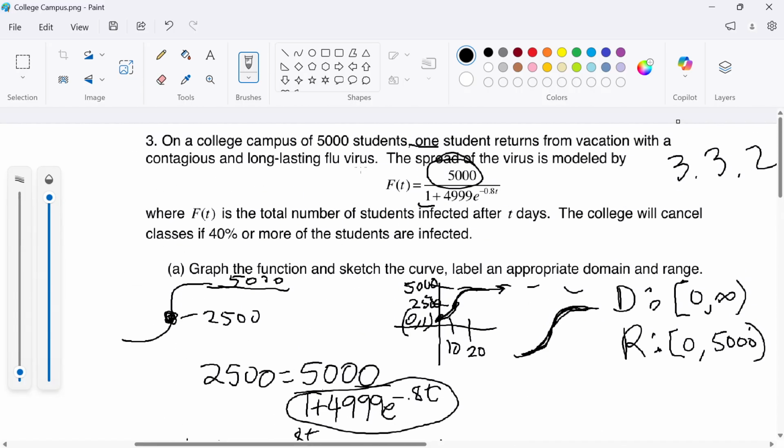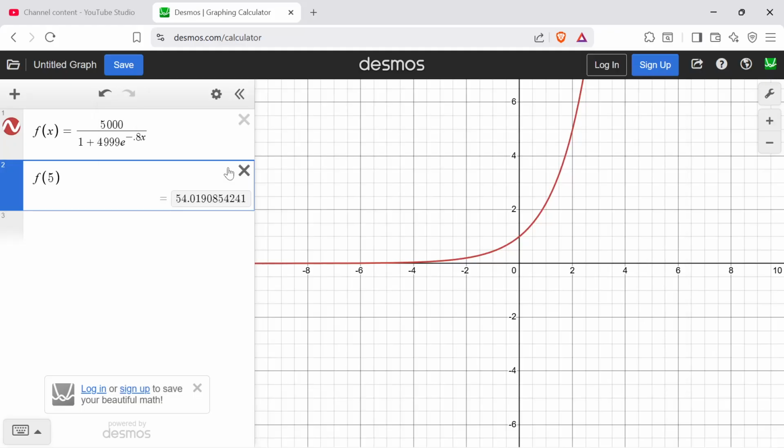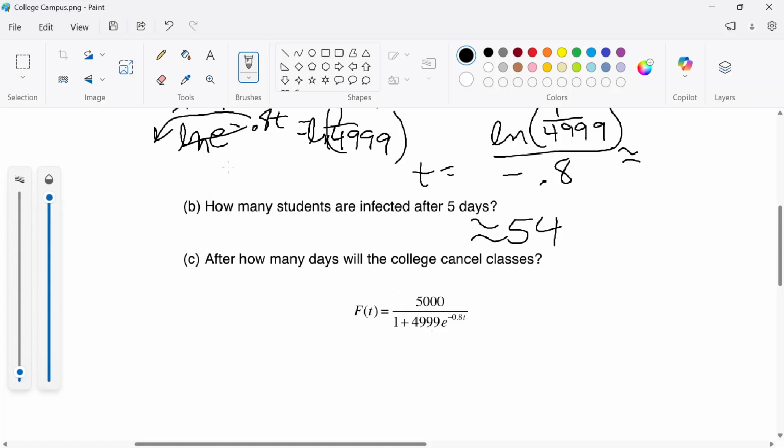So it's going to be the formula where x, 5,000 over 1 plus 4,999 times e to the negative 0.8 times 5. And then that will be the exact number, and approximately 54 students.